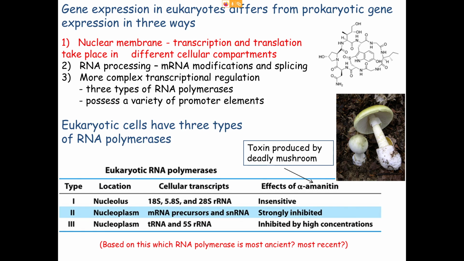However, type 1s are insensitive to it. You can add as much as you want. It will not inhibit RNA polymerase type 1. So there's clearly a difference in them. And type 3s will only be inhibited if you add this in high concentration. So it's somewhat sensitive to it, right? It's not strongly inhibited, and it's not totally insensitive, but somewhat sensitive to it. So if we rank those, this mushroom is making this toxin for what reason?